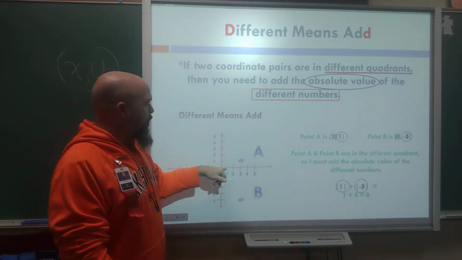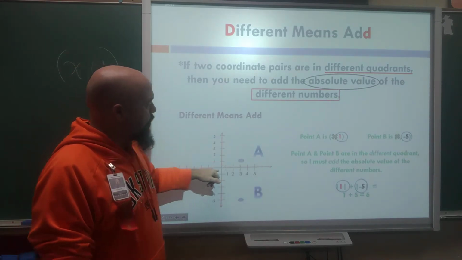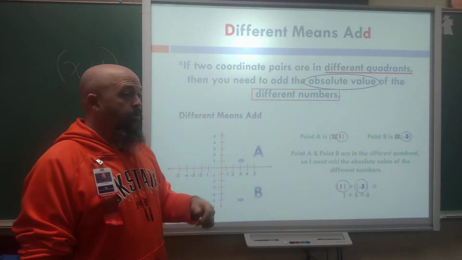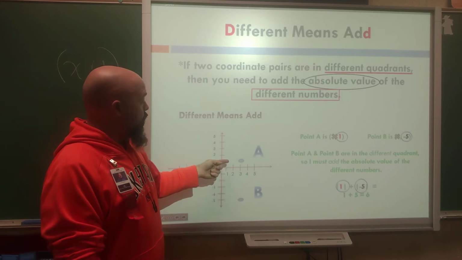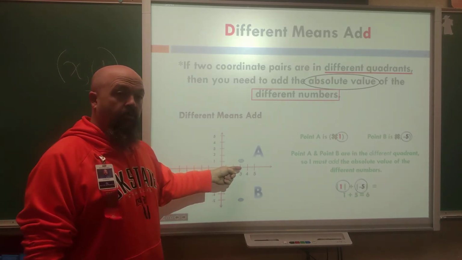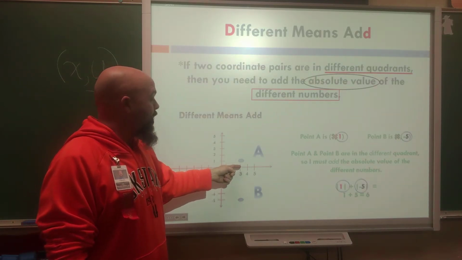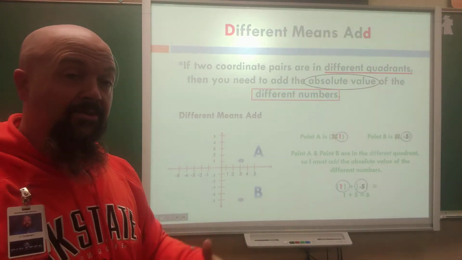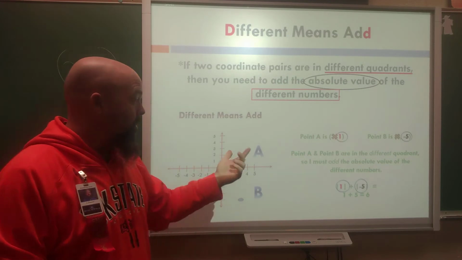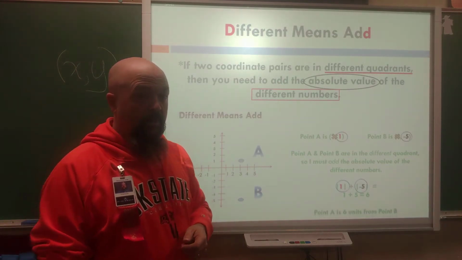Because if they're in different quadrants, they cross an axis, which means at some point the numbers reset once they hit that 0, right? So it's going to be that 1 step to the 0, but then we have 5 steps from that 0 to get to the next point. So you have the 1 on one side, the 5 on the other side, that merge together to get you your distance of 6. Okay?